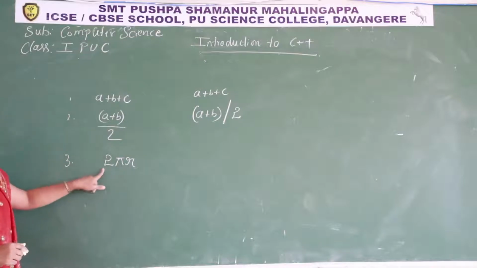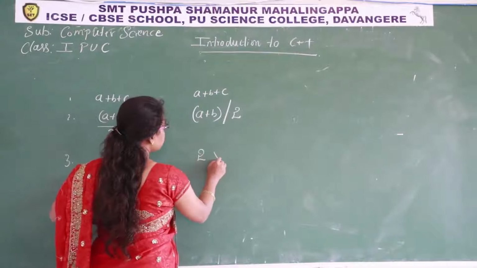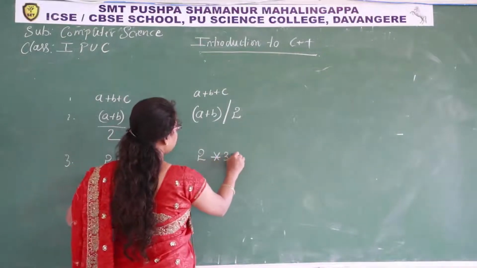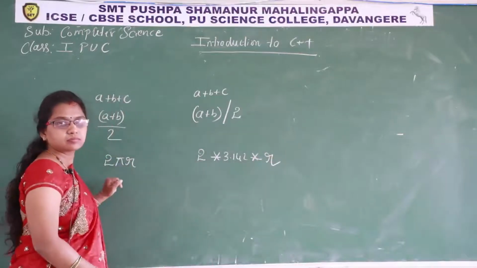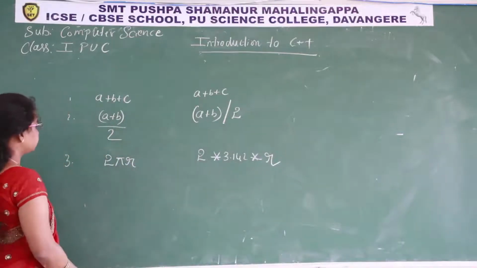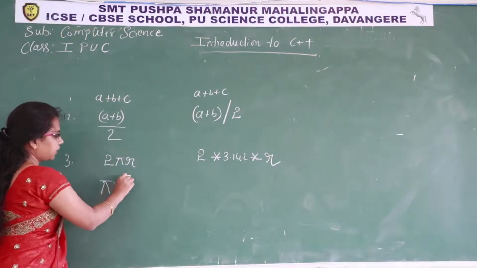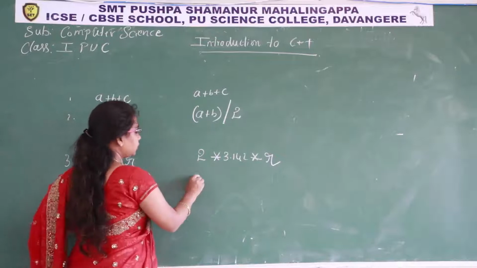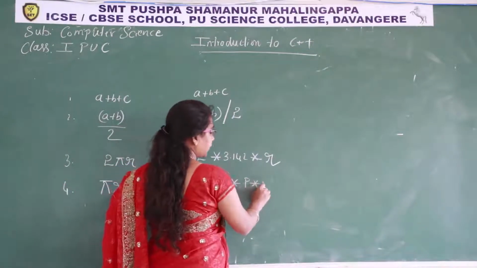Next one, 2 pi r. In mathematics you will write like this, 2 pi r. Then how to write in C++? 2 star 3.142 star r. Isn't it? Then pi r square, 3.142 into r into r.